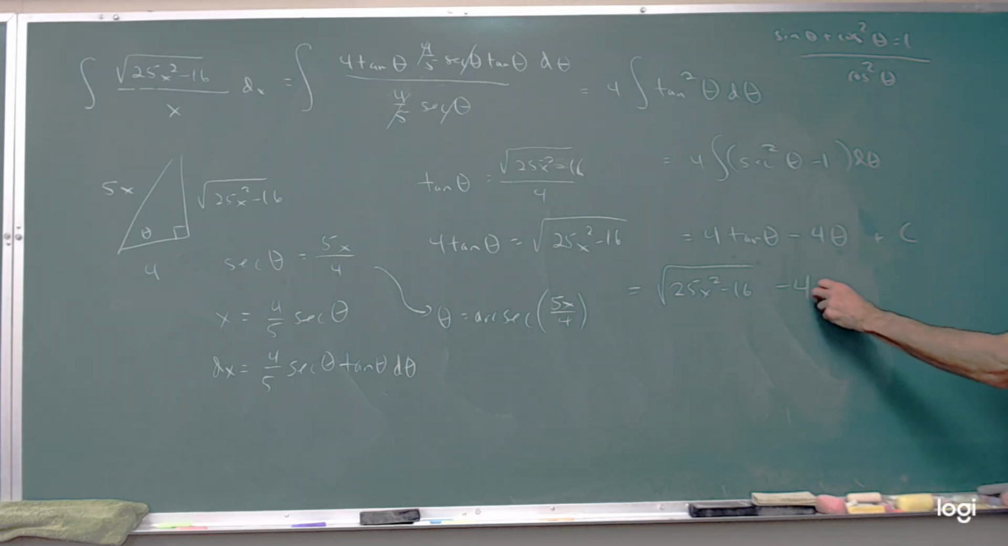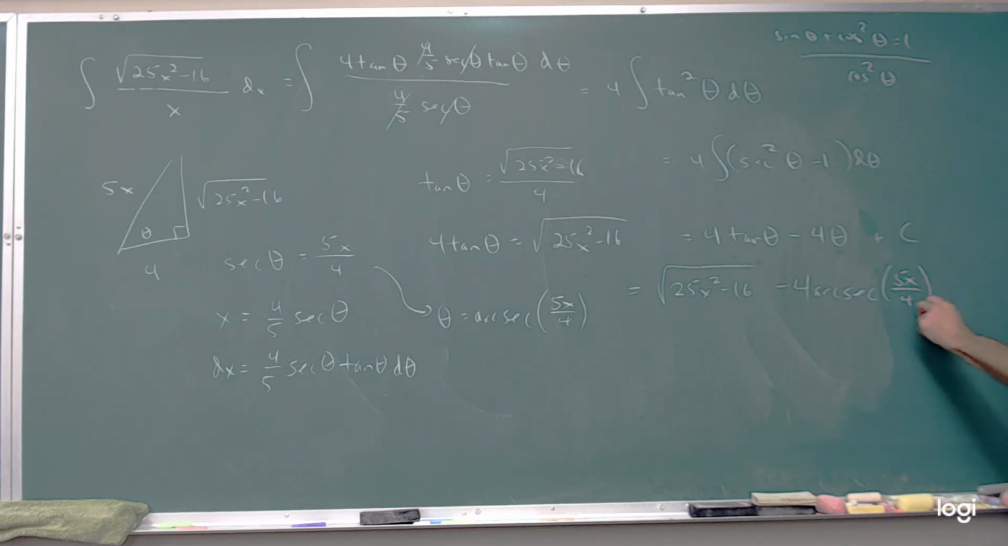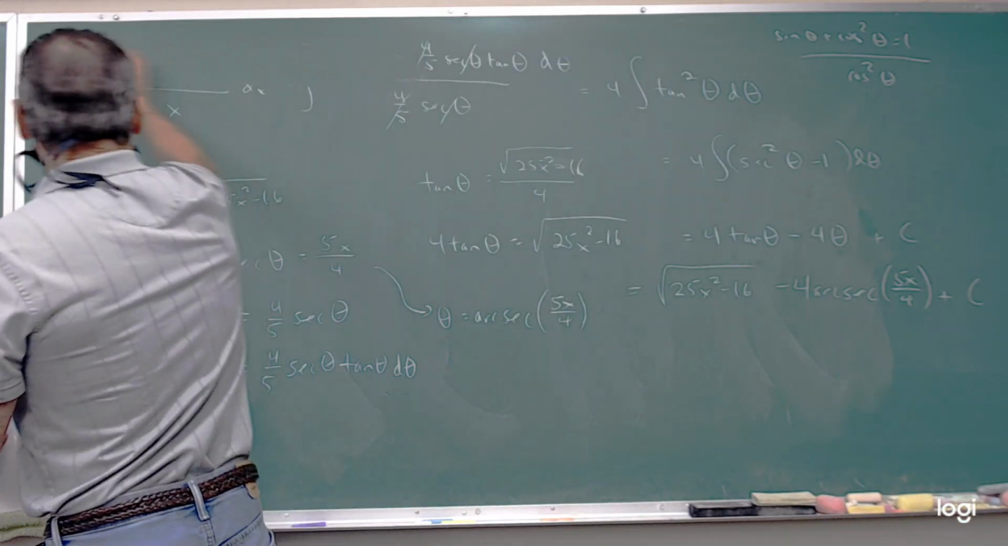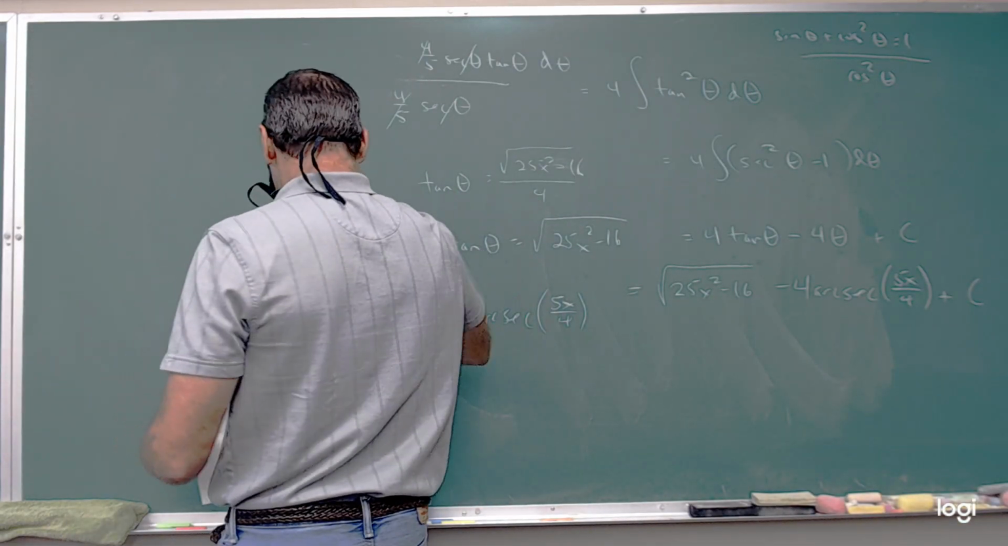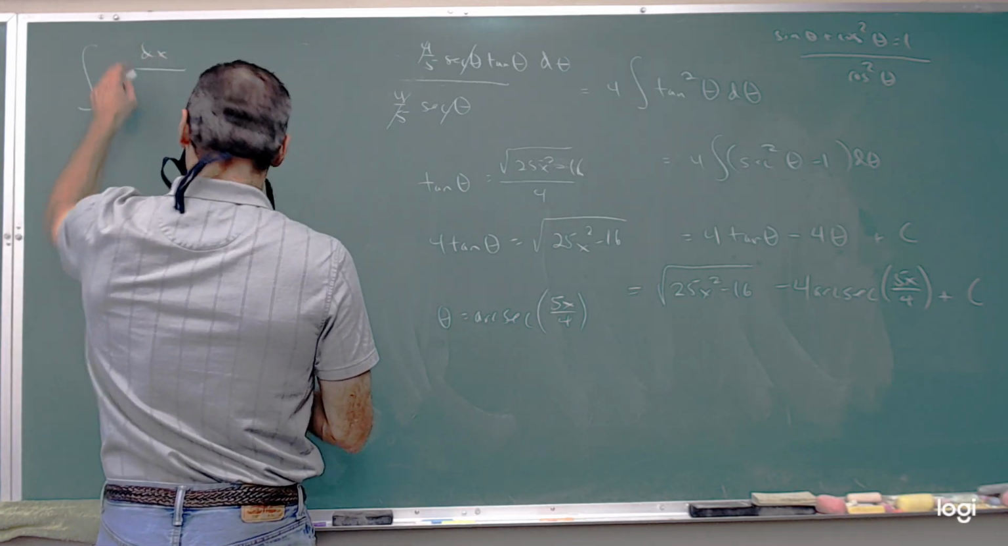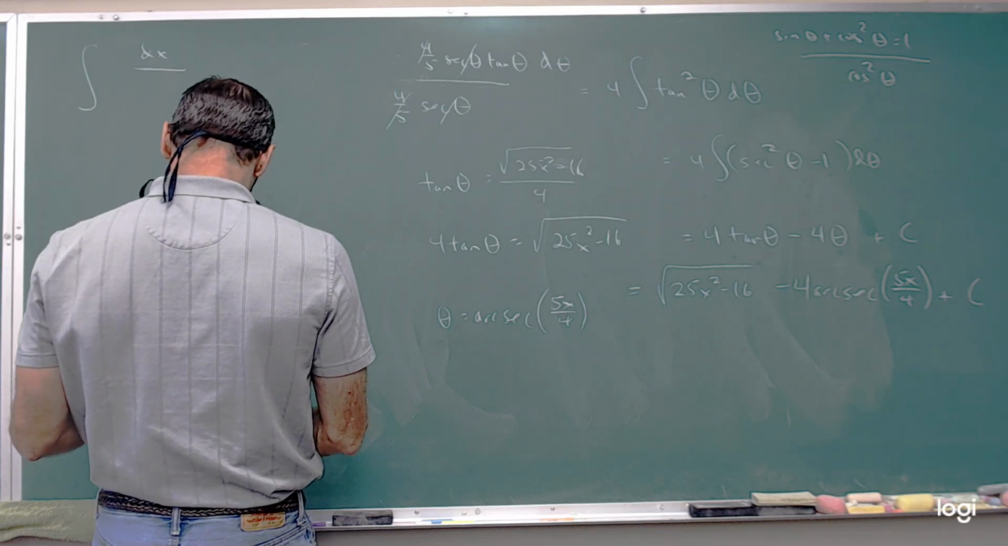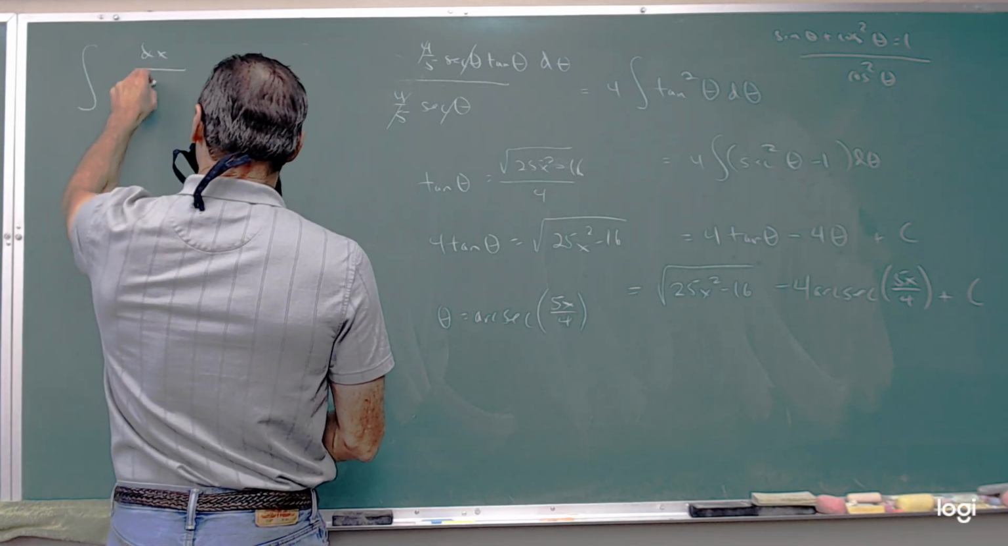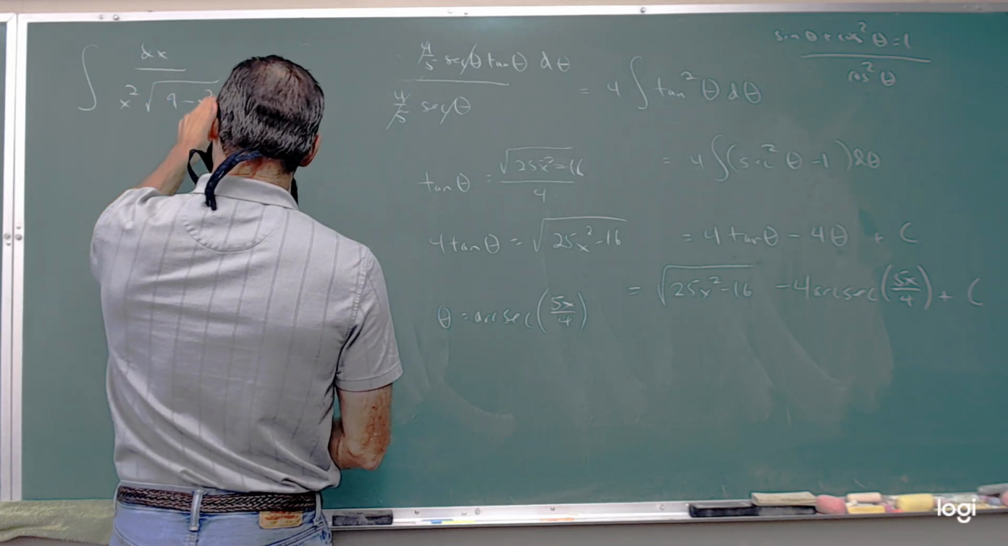So that's 4 arc secant of 5x over 4 plus c. Crazy. You okay with that? Yep. Okay, so let's do another one. Let's do the integral of dx over x squared times the square root of 9 minus x squared.